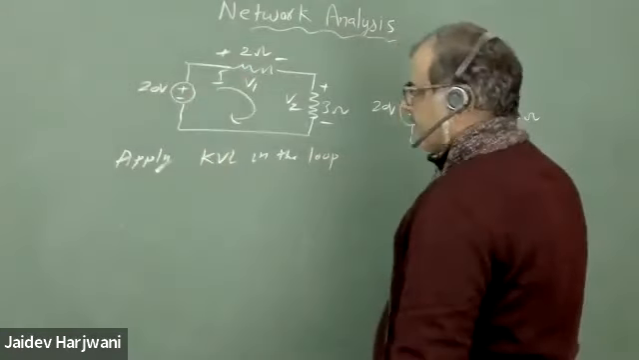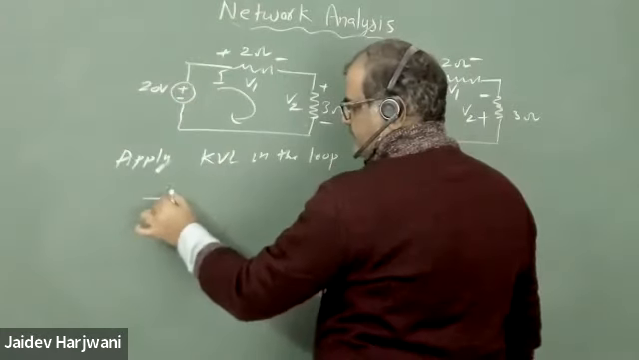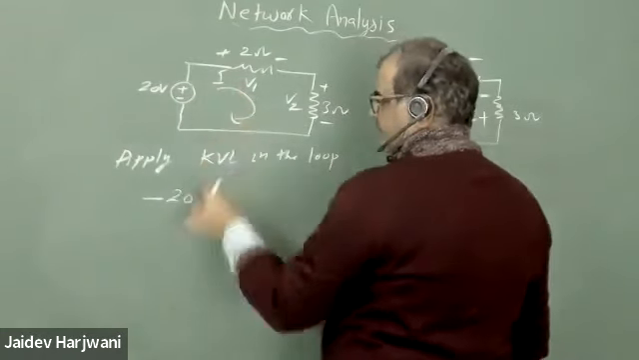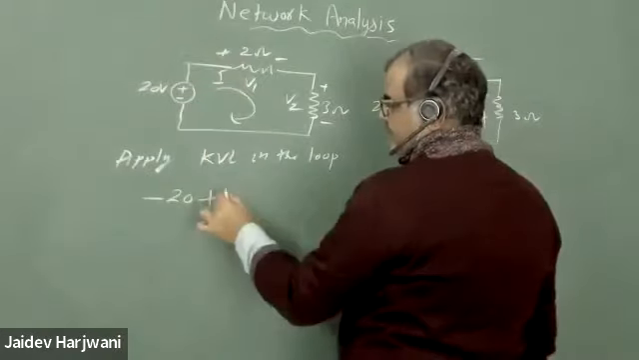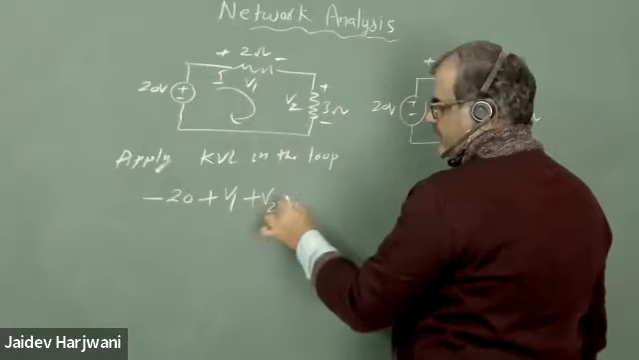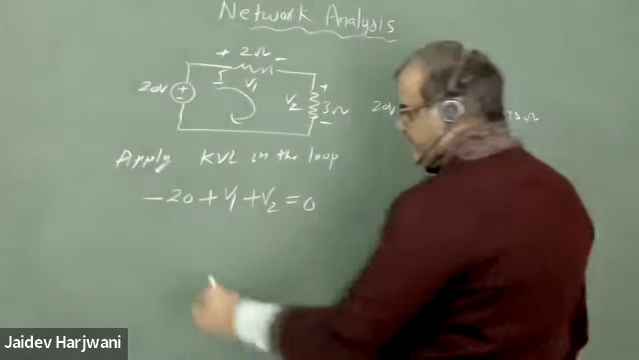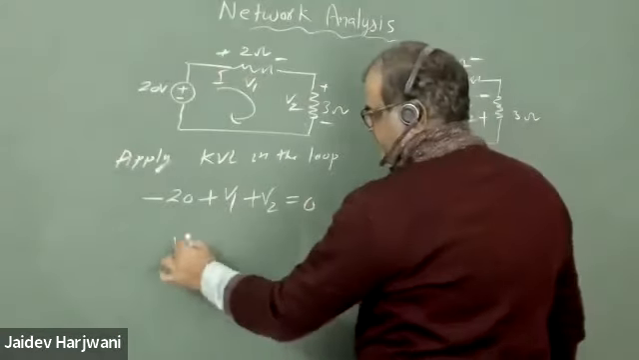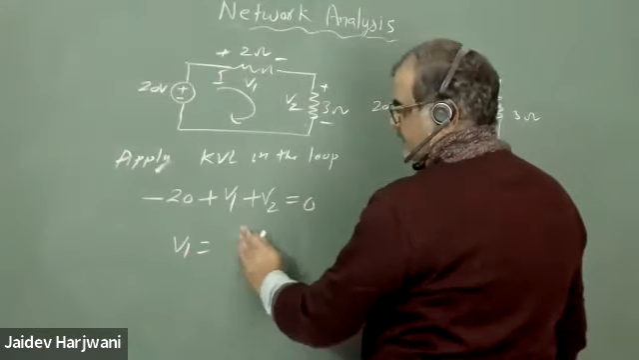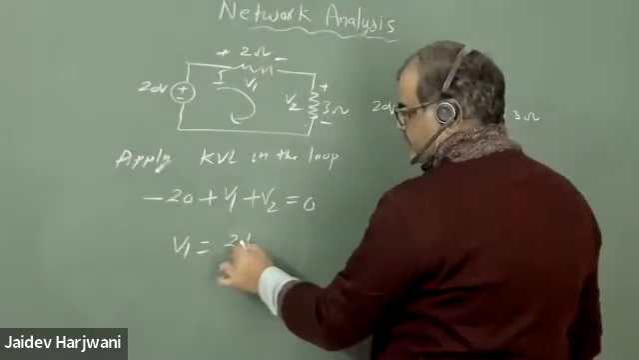If I want to apply KVL, I will start from the first voltage, which will be my minus V. Second is plus, so I'm writing V1. Then V2, so I'm writing V2, and that equals 0. Now what is my V1? My V1 is I R1. Current is I, resistance is 2, so this is equal to 2I.